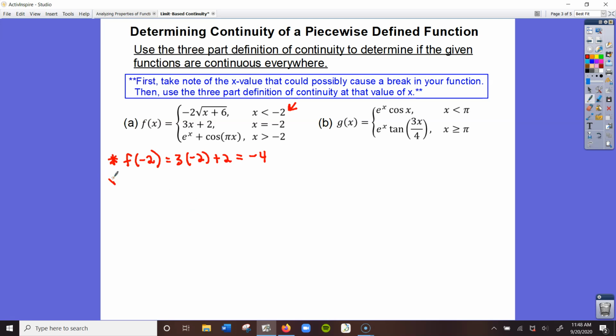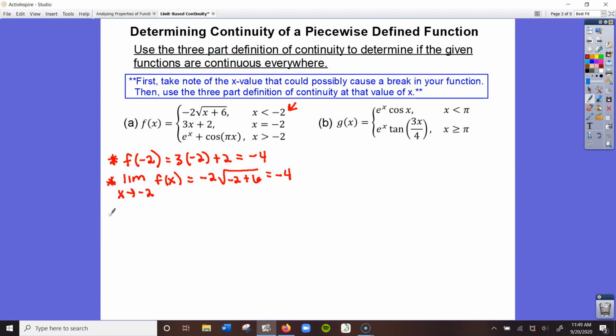Now we need to check that the limit from the left equals the limit from the right. This first equation here is for when x is less than -2, so that is the limit from the left. So we're going to do the limit as x is approaching -2 of f of x, and we're going to use that top equation and plug in x equals -2. So we have -2 times the square root of -2 plus 6. When we work this out, -2 plus 6 is 4, the square root of 4 is 2, and then we multiply it with that -2, which gives us -4. So far everything is looking good because the limit from the left equals my defined value.